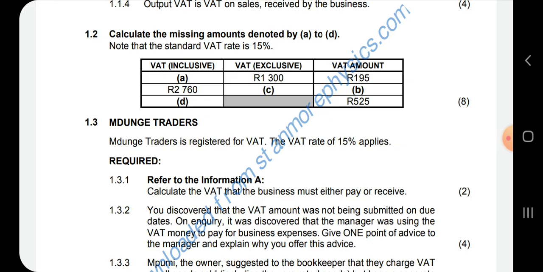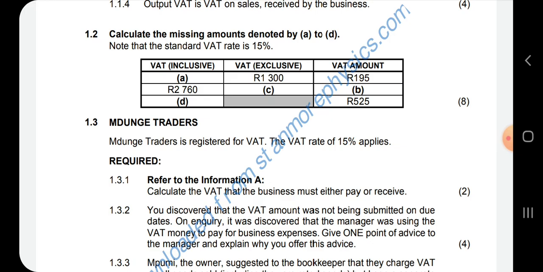So let's say you go into a store to buy a packet of potato chips. They will say on the till slip receipt that the price inclusive of VAT is the total that you paid, and then there will be a VAT amount showing you how much the VAT is, calculated at 15%, and then they'll also have the VAT exclusive amount.